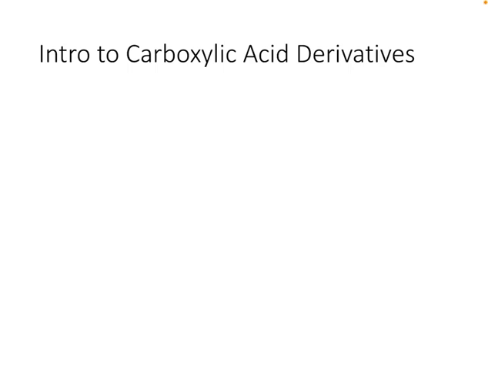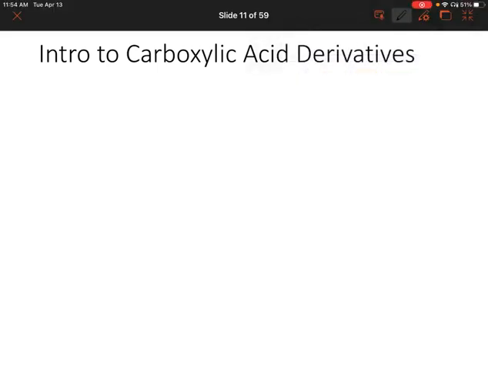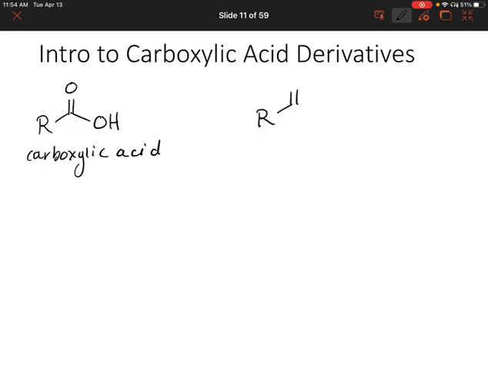Hi everyone! In this video we're going to start looking at our carboxylic acid derivatives. So let's draw a generic carboxylic acid. And let's also draw a derivative of our carboxylic acid. So this is going to look very similar, except instead of that OH group, we're going to see an electron withdrawing group attached. So this will be our derivative.